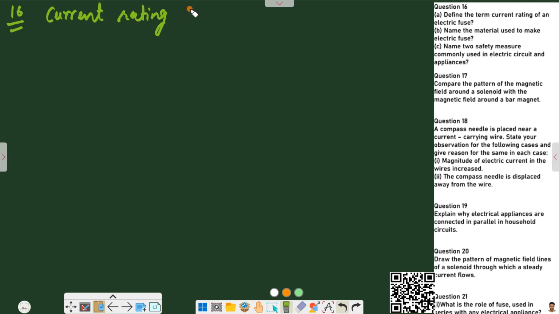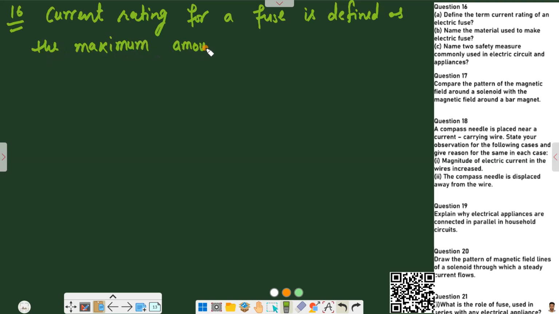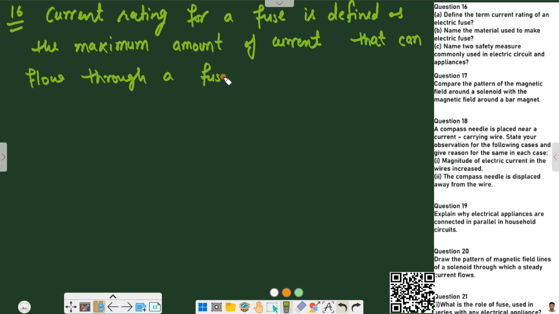Current rating for a fuse is defined as the maximum amount of current that can flow through a fuse without damaging it.